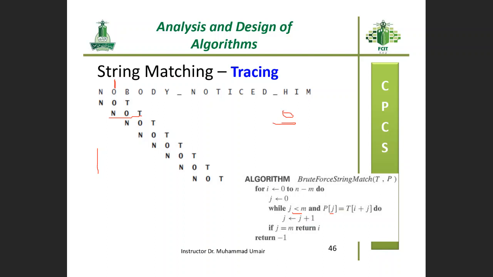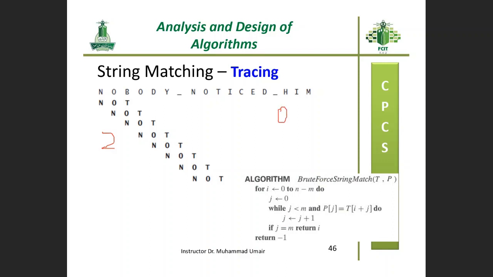P of 0, this N, will be compared with T of i plus j. 1 plus 0 is 1. So N will be compared with O. This is a mismatch, so this condition is false. So j is still not equal to m. Again it will increment i. i will become 2, and j will again become 0.